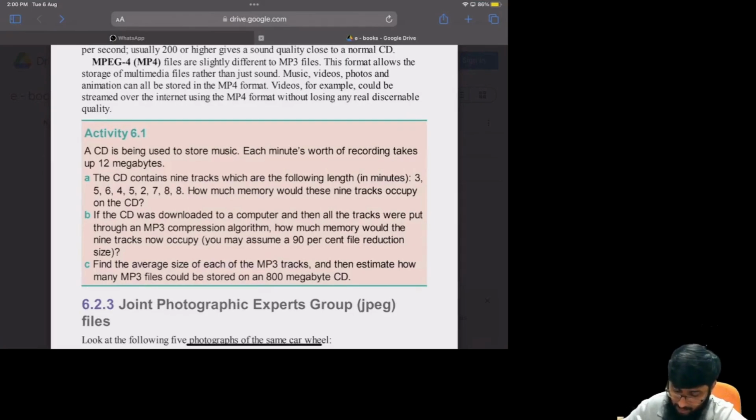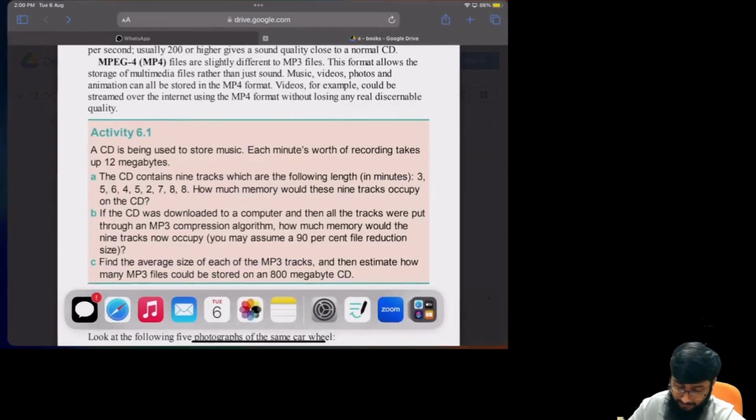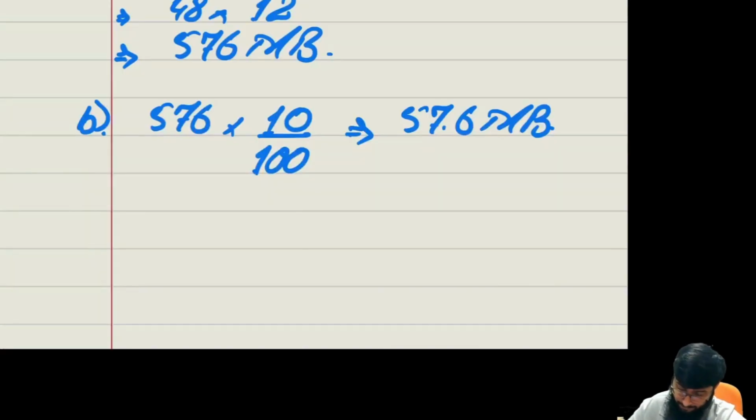Now they are saying find the average size of each of the MP3 tracks. The sizes were given to us, but they were varied: the first track is 3 minutes, then 5, then 6, then 4, then 5, and so on. So they are saying find the average size of the MP3 tracks, and then estimate how many MP3 files could be stored on an 800 megabyte CD. So how are we going to do that?